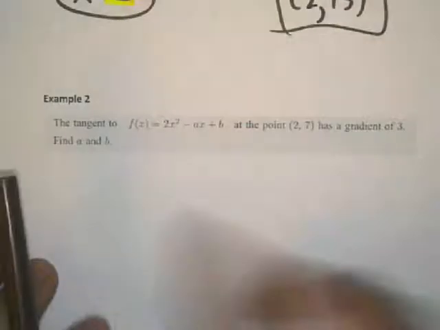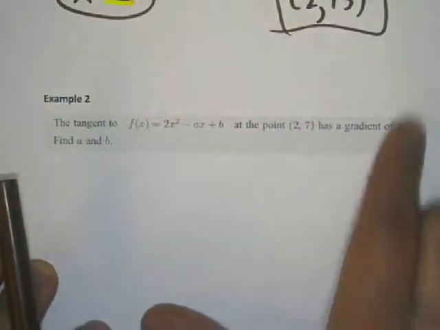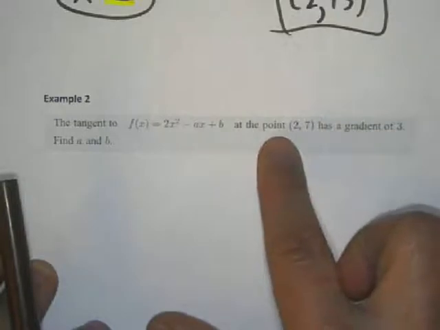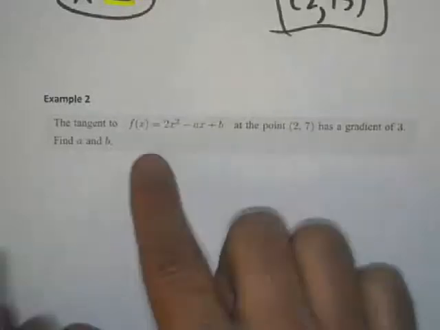The tangent to this equation has a slope of 3 at the point x equals 2. Find the values of a and b. It might be a little bit tricky, but this example should help you. I need to do 2 things. First of all, I'm going to find the derivative of this.